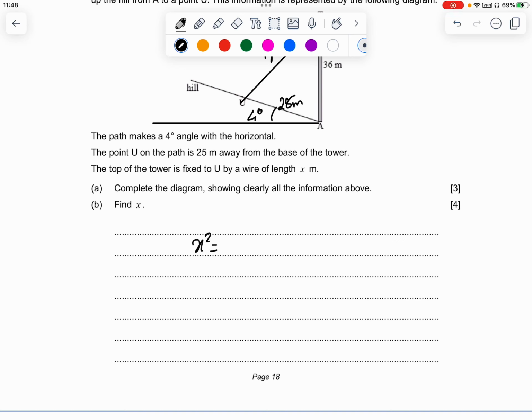So x square equals 25 square plus 36 square minus 2 times 25 times 36 times cosine. The remaining angle will be 86 because the total angle is 90 degrees, so 4 degrees is already over. So cosine 86. From here, I get the value of x is 42.4.